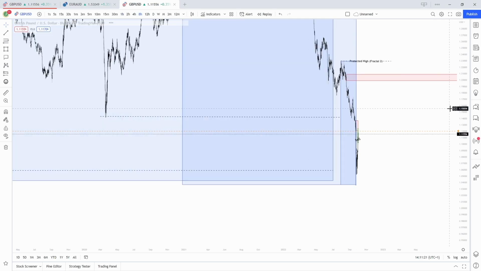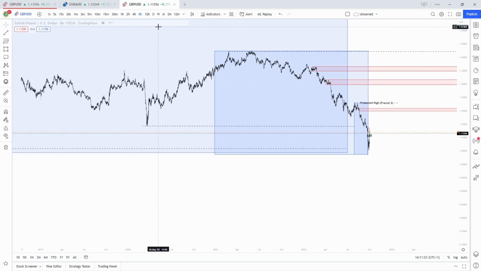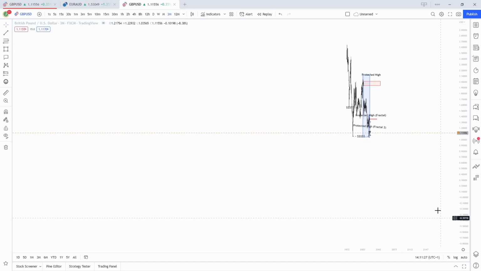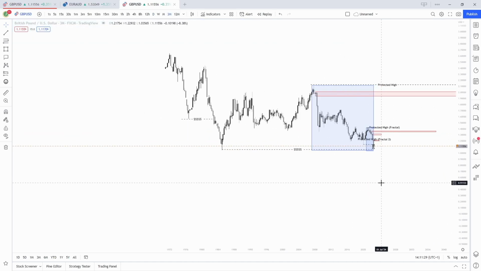But I pretty much used a 3-box strategy to go through the entire top down, I think from like the 3-month downwards. We can see that price has literally breached an all-time low in this market since 1971. So obviously, as of right now, the pound is extremely weak against the dollar.